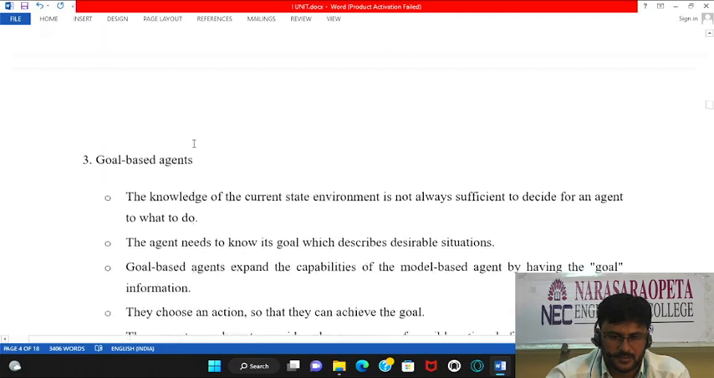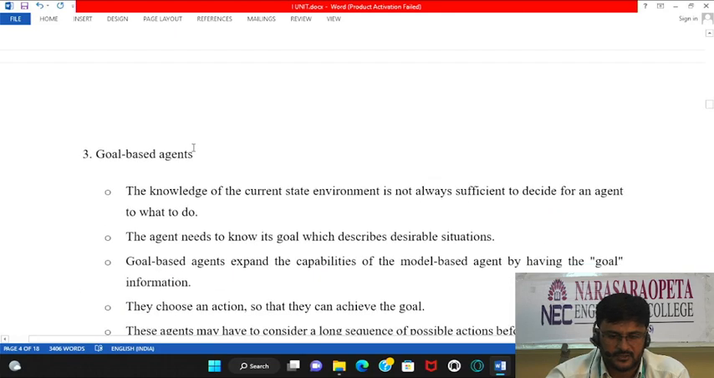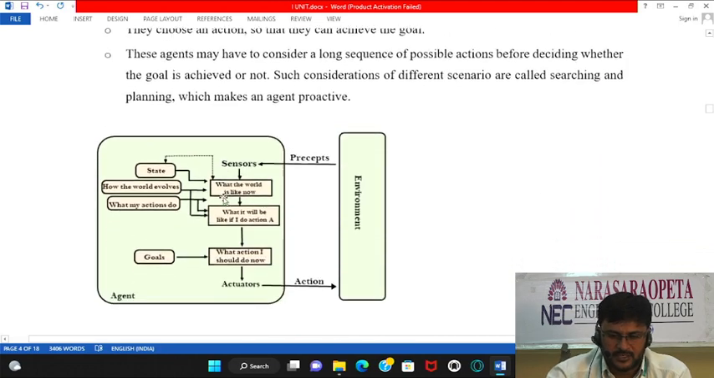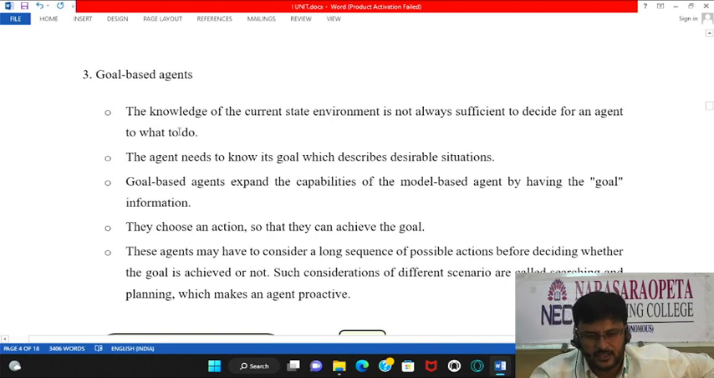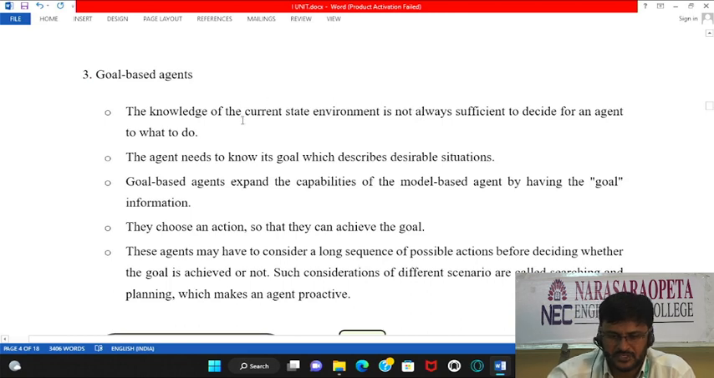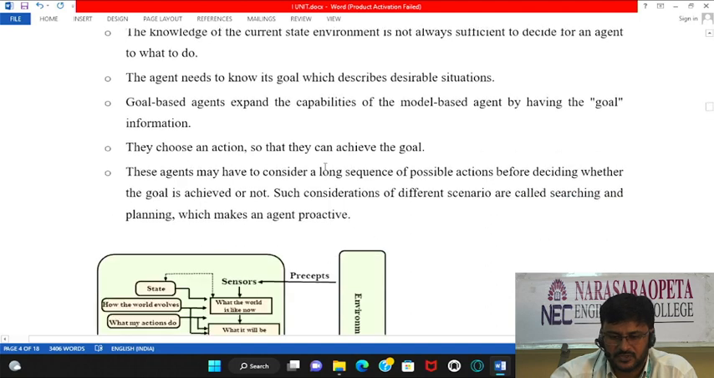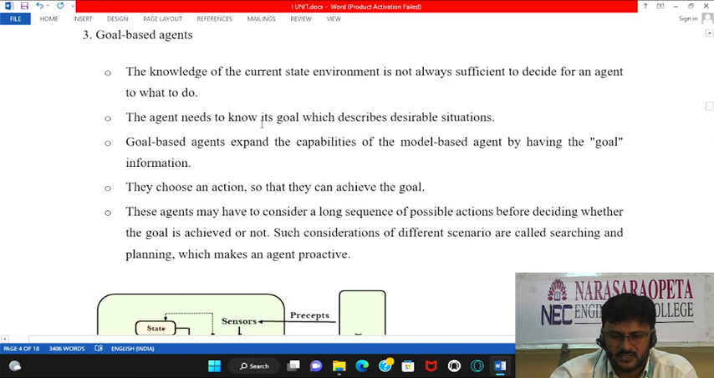Next, let us see this one. What's this example? Take the goal-based example. The knowledge of the current state of the environment is not always sufficient to decide what the agent should do. There is a need to know its goal, which describes the desired situation. So this is the goal. The agent knows what the goal is that it has to reach.